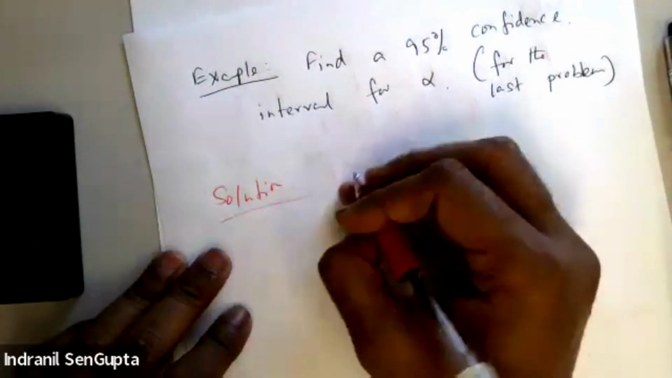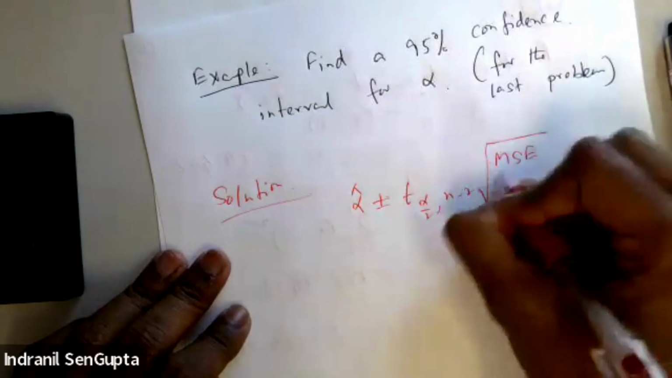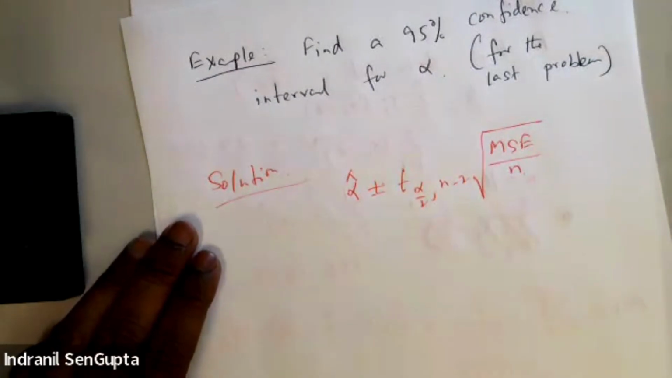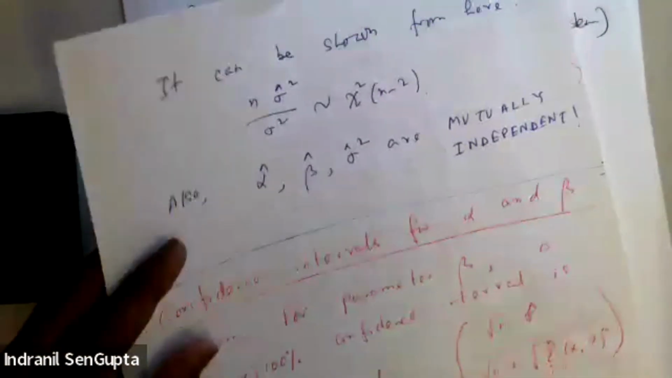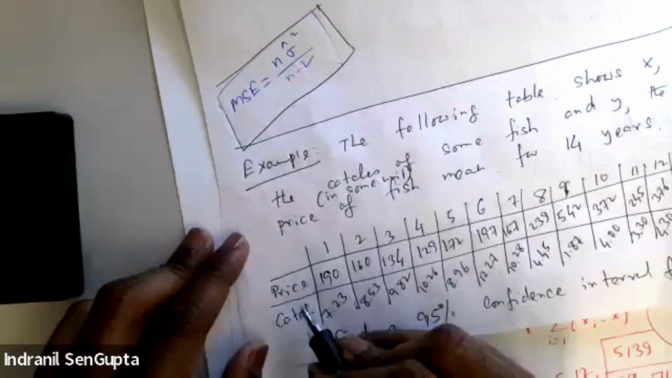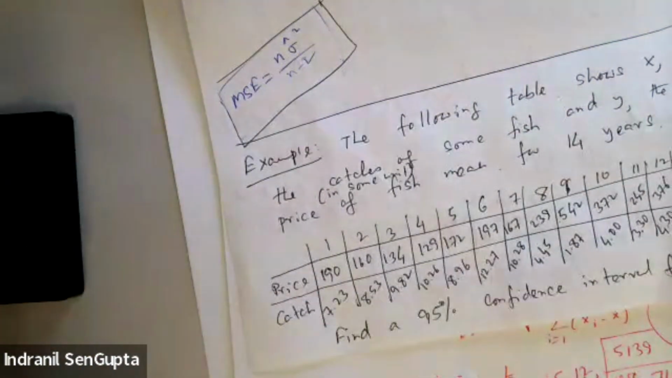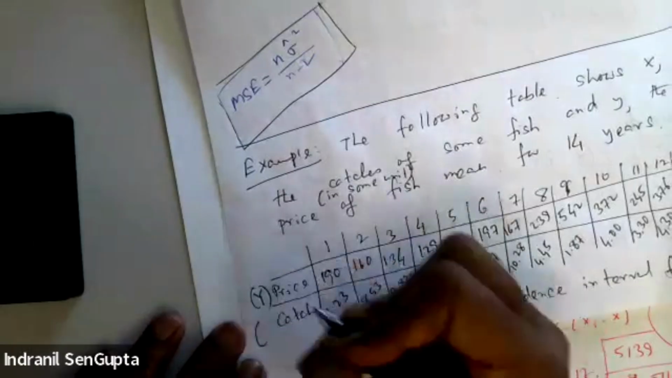So the 95% confidence interval for alpha will be given by alpha hat plus or minus t of alpha over 2, n minus 2, square root of MSE over n. So alpha hat is really very easy to compute. It's y bar for this one. So there are a bunch of values of y, which is given. By the way, here my variables are a little different. I'm thinking of these prices as the y variables, and these are the x variables.